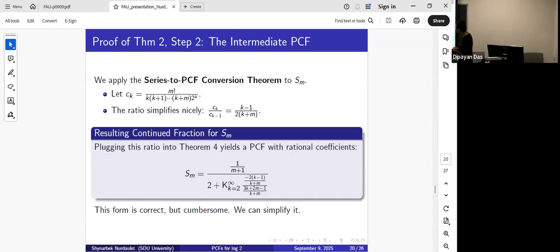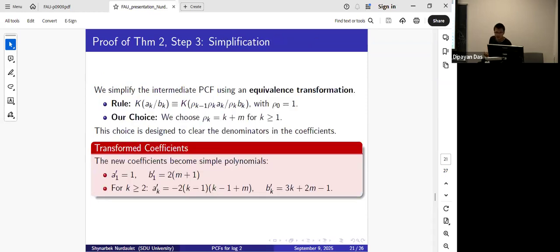From here, what we can see is that it's not beautiful, right? Because we have -2 k minus 1 divided by k plus m. Here we will also have k plus m. So what can we do? We can make an equivalence transformation of our continuous fractions, which is given by this formula, which is very easy.